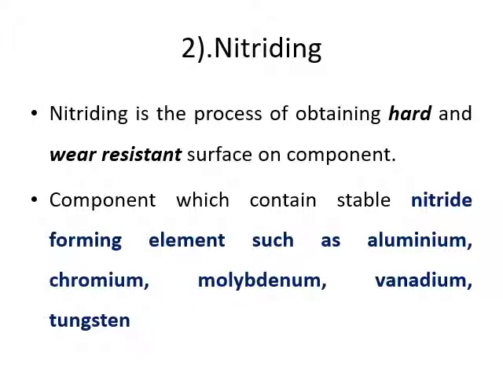The next method in surface hardening is nitriding. As the name itself indicates, nitrogen atoms are introduced into the surface of the steel, which gets hard and wear resistant. So what are the elements which form nitrides? We can go with aluminum, chromium, molybdenum, vanadium or tungsten, which form stable nitride particles, which again leads to the liberation of nitrogen atoms, and which leads to diffusion into the steel surface, which gets hardened.